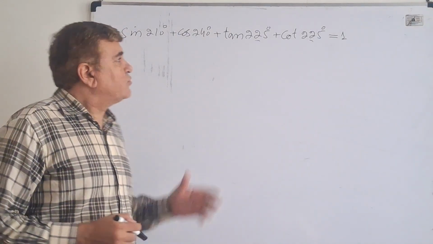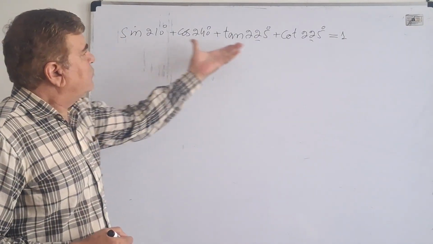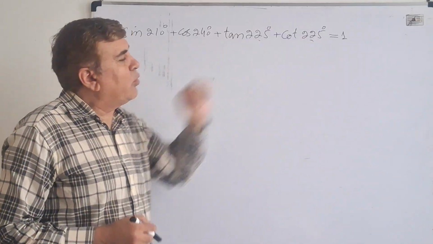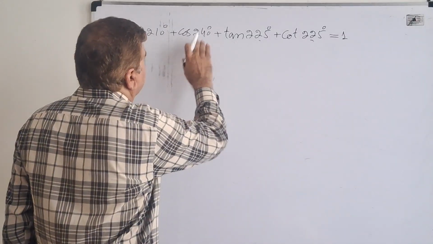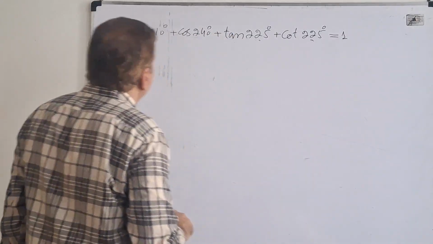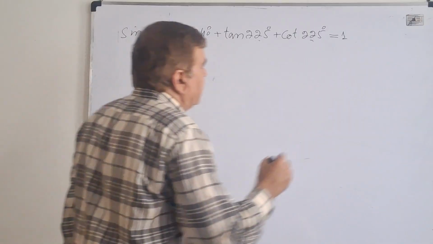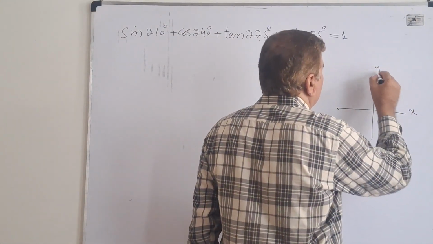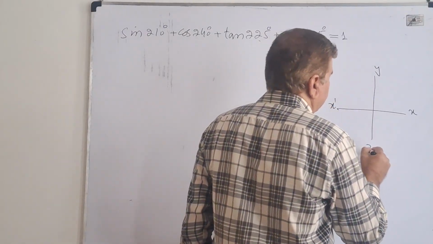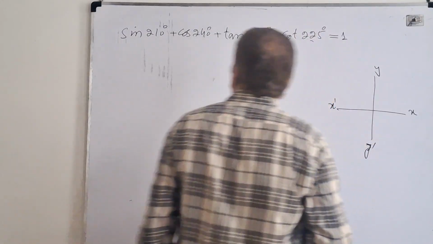Hi guys, I want to solve this equation, and find the values such that the left side is equal to 1. For that I first need to relate these angles with pi radian, and that I can do by drawing the coordinate axes x, y, x prime and y prime.